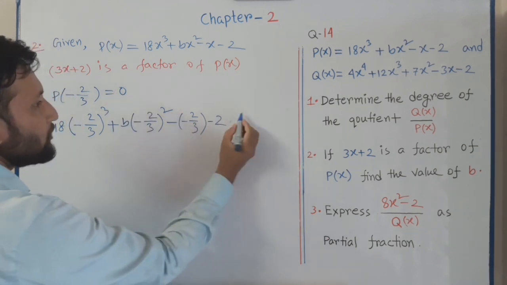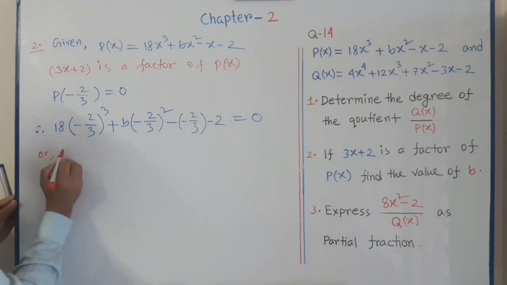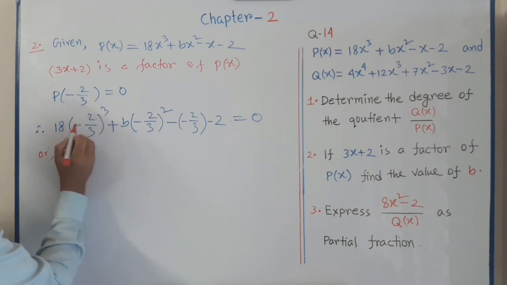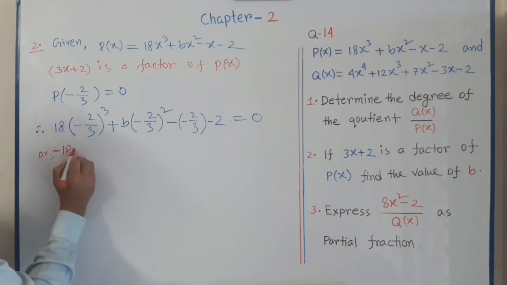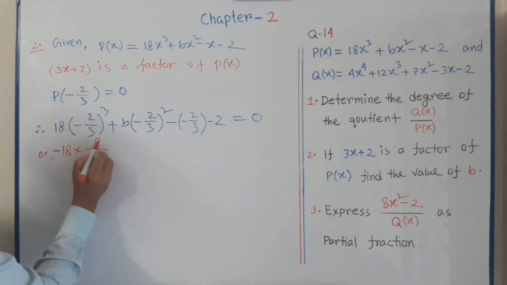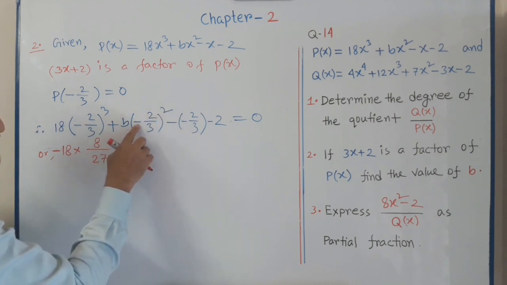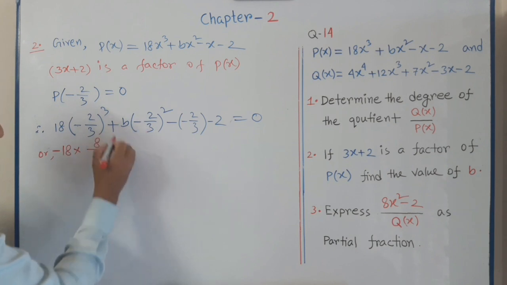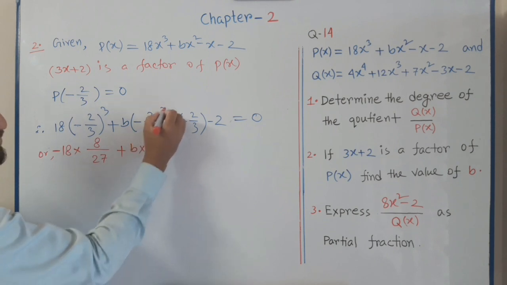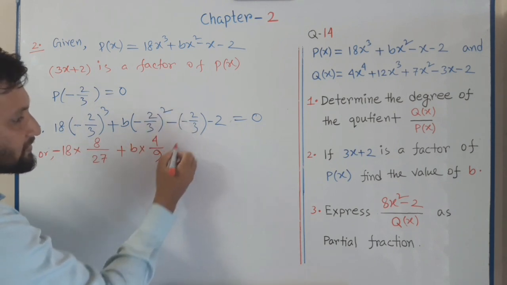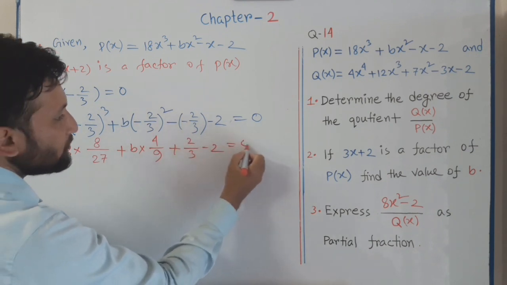Okay, and then equal to 0. So by simple calculation we can write 18 minus a cube. The sign minus will be minus, so minus unchanged into 2 cube 8 and then 3 cube 27, and then minus a square. So the sign will be plus. So plus and plus, plus b into 2 square 4 and 3 square 9, and then minus and minus plus 2 by 3, and then minus 2 equal to 0.